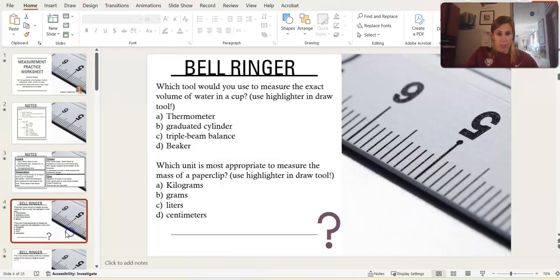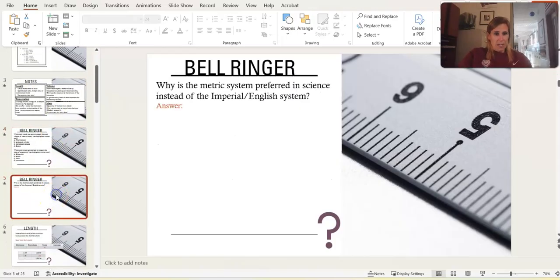Okay, your bell ringer for today. Which tool would you use to measure the exact volume of water in a cup? Use the highlighter and the draw tool. And then which unit is most appropriate to measure the mass of a paperclip? Again, use the highlighter and the draw tool. So you will work through that. Then, why is the metric system preferred in science instead of the imperial or English system? Because there are only a couple countries that use the imperial English system, and even in those countries like America, we still use metric for all of science.